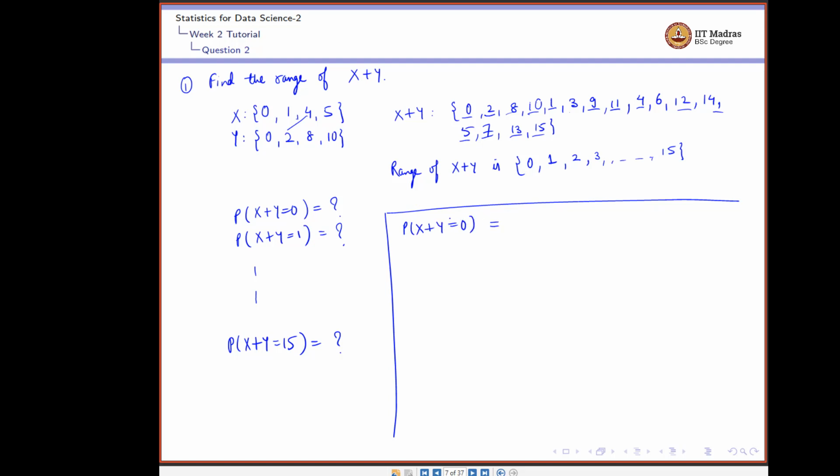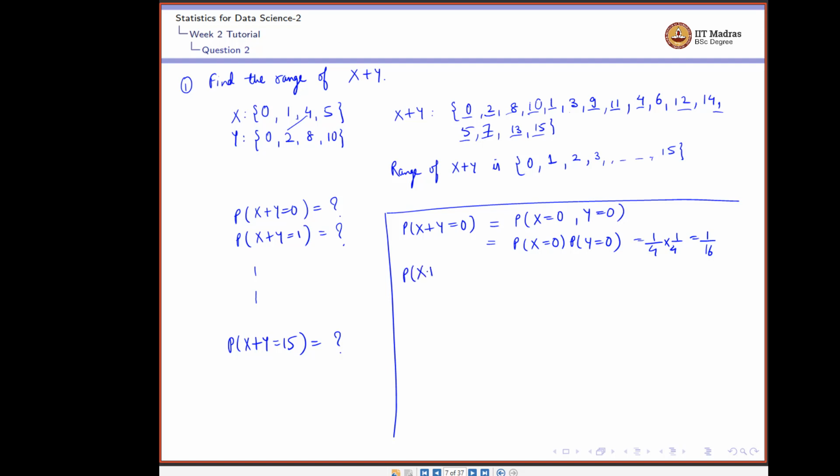In what cases are we getting x plus y equal to 0? This is happening when x equals 0 and y equals 0. Also it is given in the problem that x and y are independent. So we can write probability x equals 0 times probability y equals 0. This is going to be 1 by 4 times 1 by 4, that is 1 upon 16.